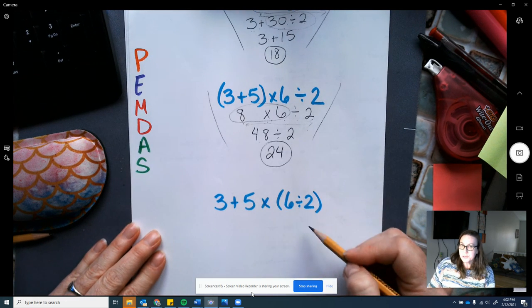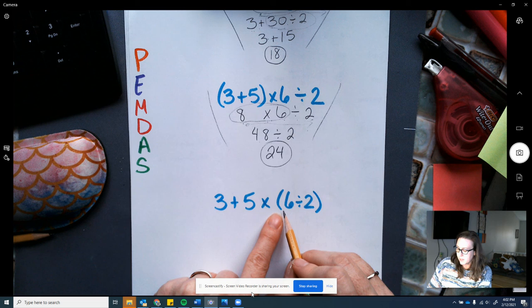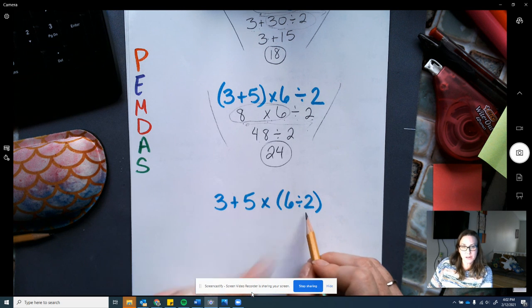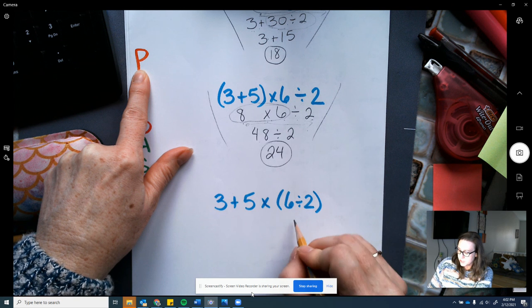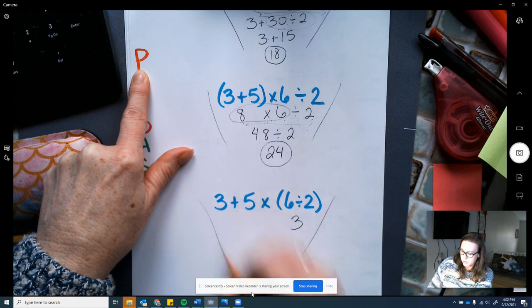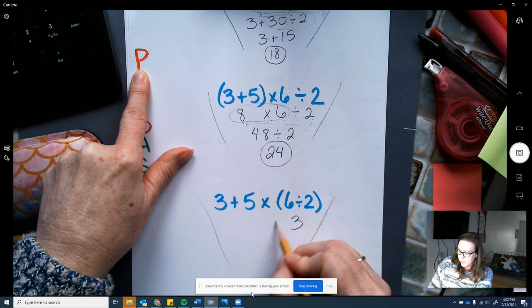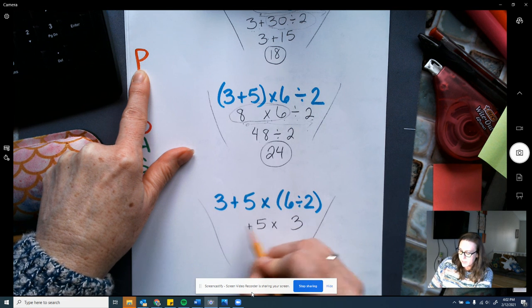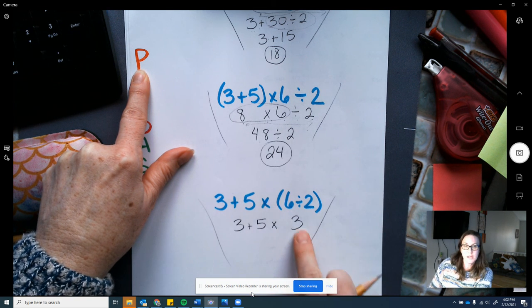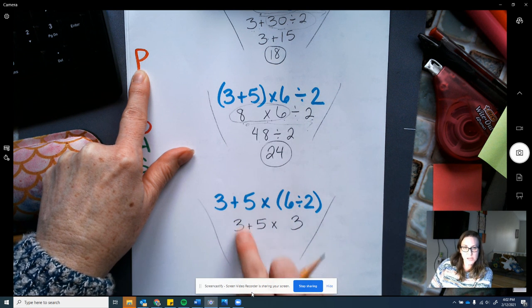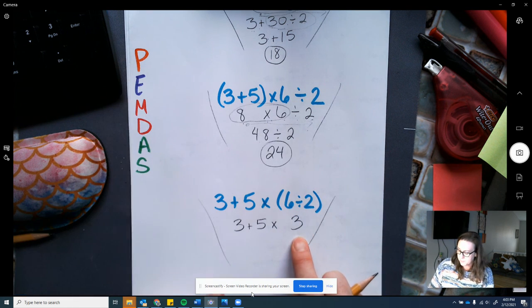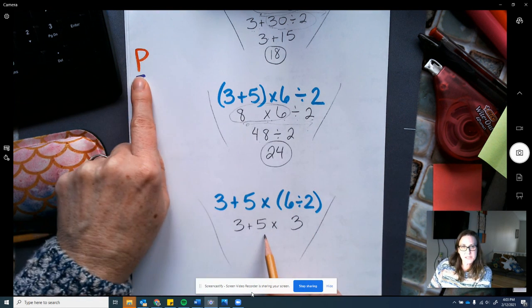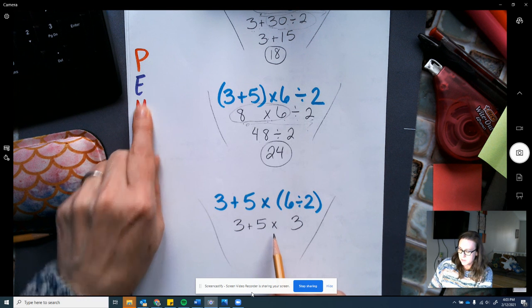Same numbers, but this time my parentheses are here. So looking at this, I have to do my parentheses first. 6 divided by 2 is 3. I'll put my things in. I have to rewrite the rest of this exactly the way it is in the order. 3 is the very last thing, so I have to write this 3 plus 5 times and then whatever the parentheses was. Okay, no more parentheses, no exponents.